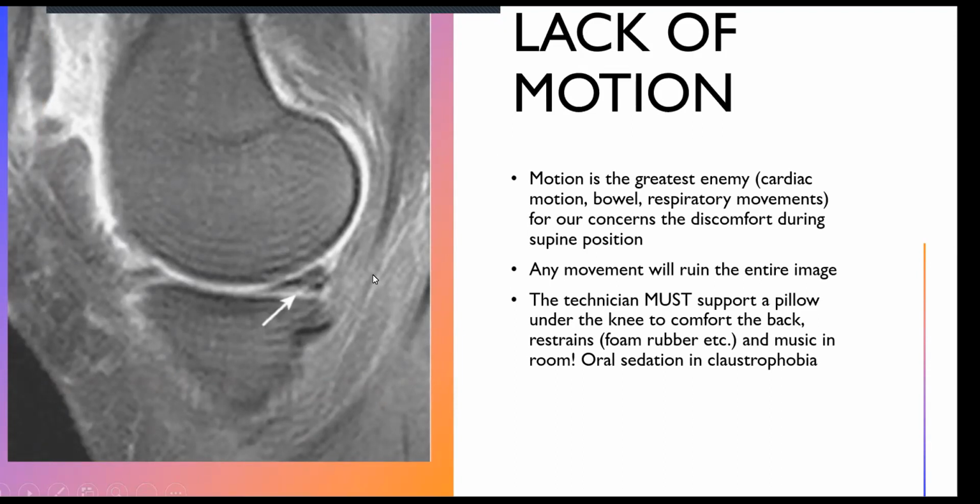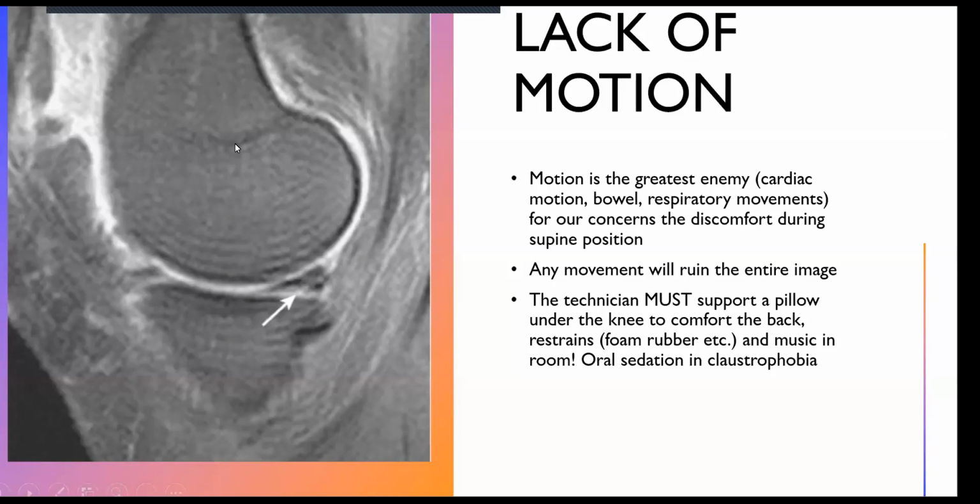The technician must support a pillow under the knee if you have a knee MRI, or a pillow below the head and under the knee in this situation to comfort the back, because of stretching on the sciatic nerve. Use any restraints like foam rubber or a belt. Music in the room: actually, most technicians do not support music in the room. Sometimes the MRI coil is very noisy, which makes the patient frustrated, especially those who have claustrophobia, because all patients are afraid of it. So oral sedation may be added as well.